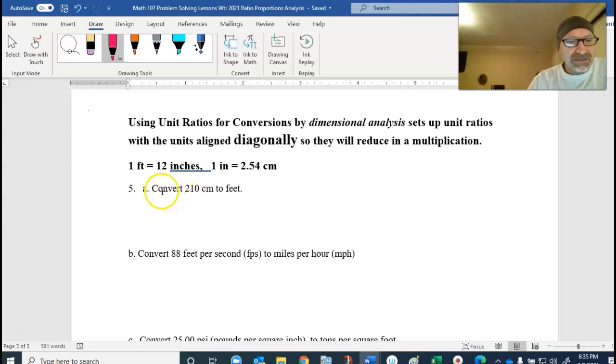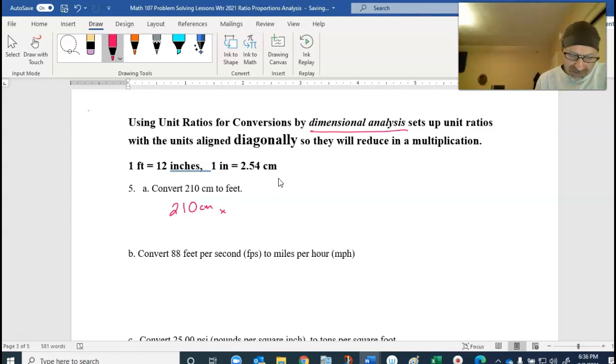Now, this says convert 210 centimeters to feet. So I'm going to write that as 210 centimeters. Now, there is a way of doing it with a proportion. You can change 210 centimeters to inches, and then you change inches to feet using proportions. That means equations. But we're going to use dimensional analysis. And dimensional analysis also lends itself to a process of problem solving that is very, very handy. So you're going to be seeing a lot of dimensional analysis if you haven't seen that before.